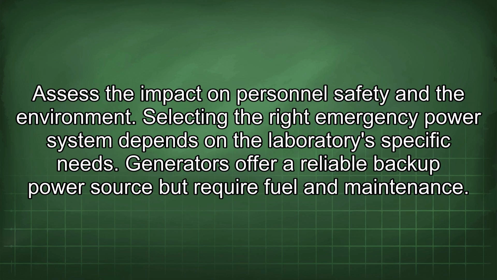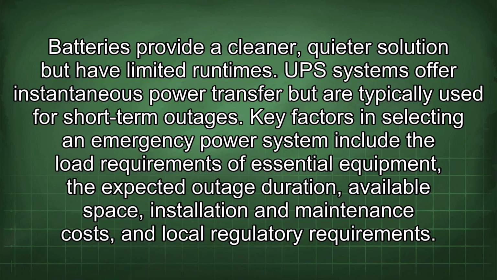Generators offer a reliable backup power source but require fuel and maintenance. Batteries provide a cleaner, quieter solution but have limited runtimes. UPS systems offer instantaneous power transfer but are typically used for short-term outages. Key factors in selecting an emergency power system include the load requirements of essential equipment, expected outage duration, available space, installation and maintenance costs, and local regulatory requirements.